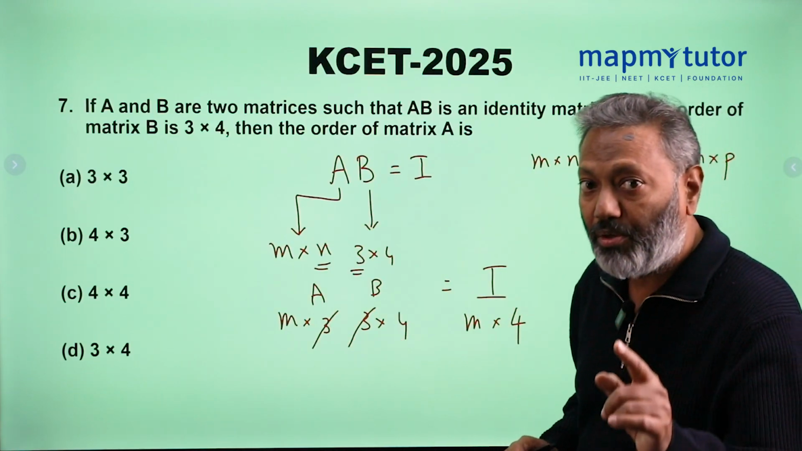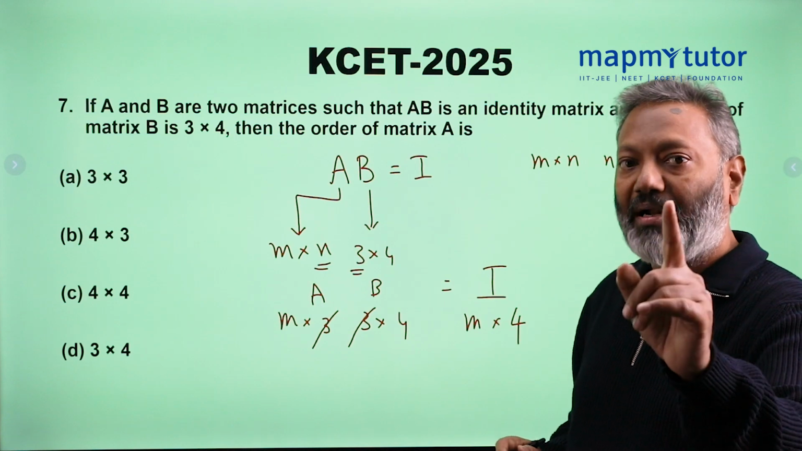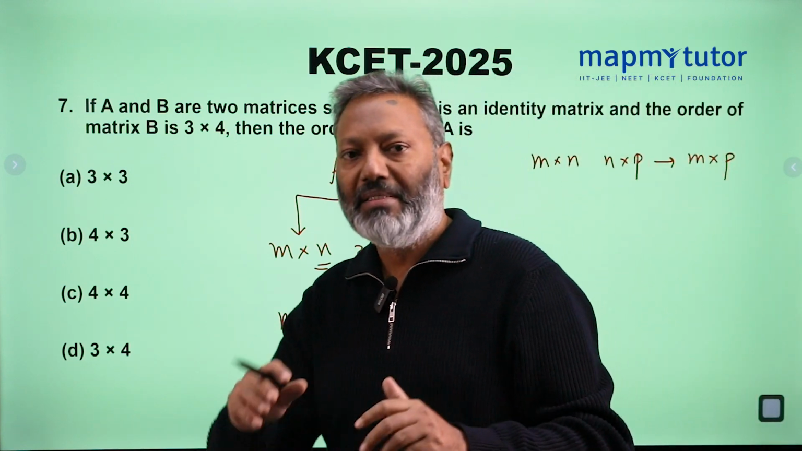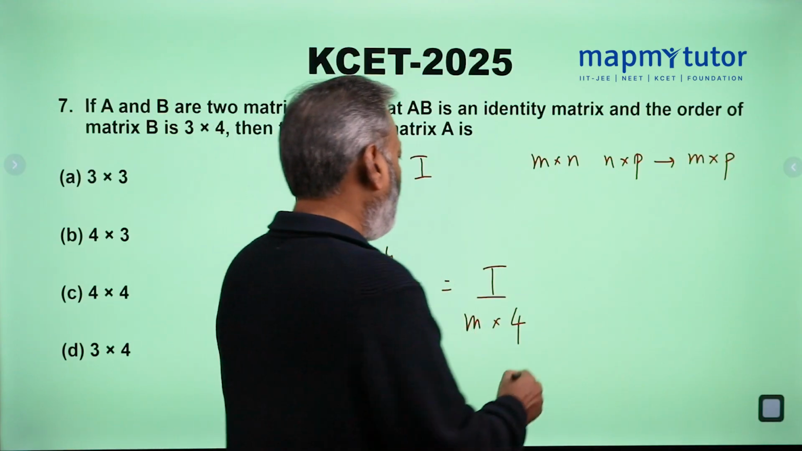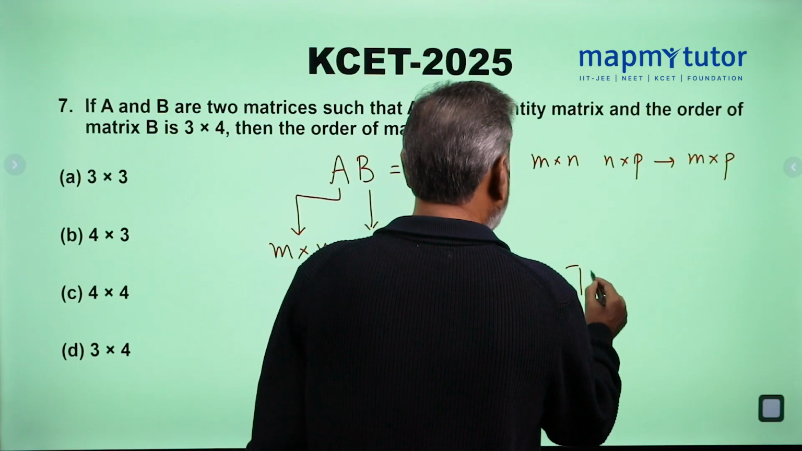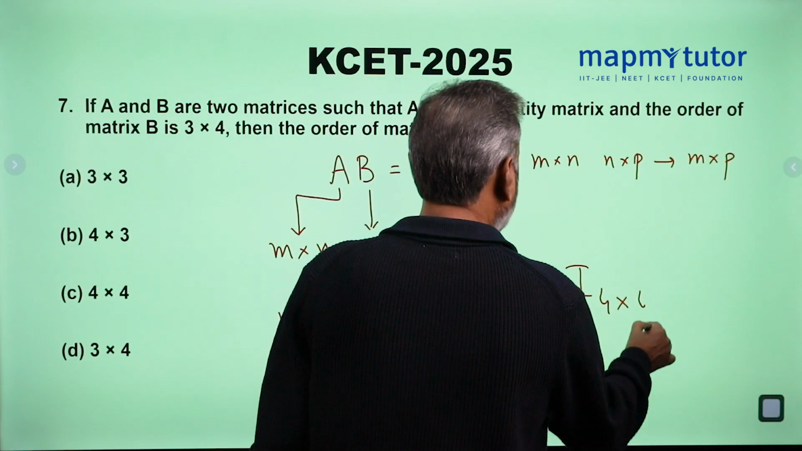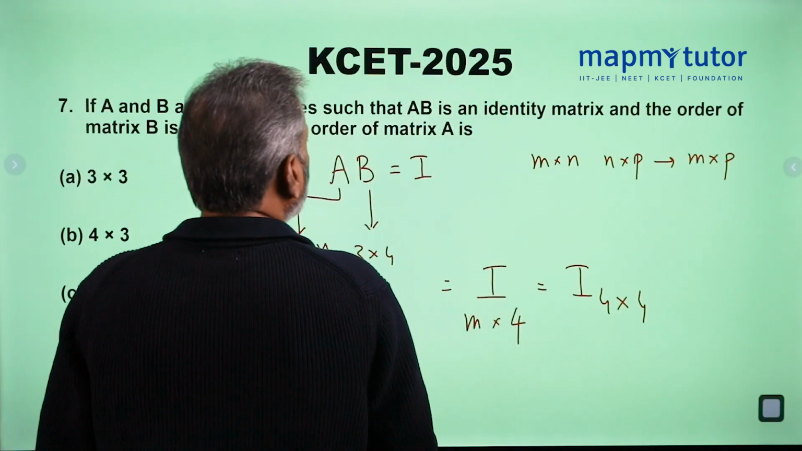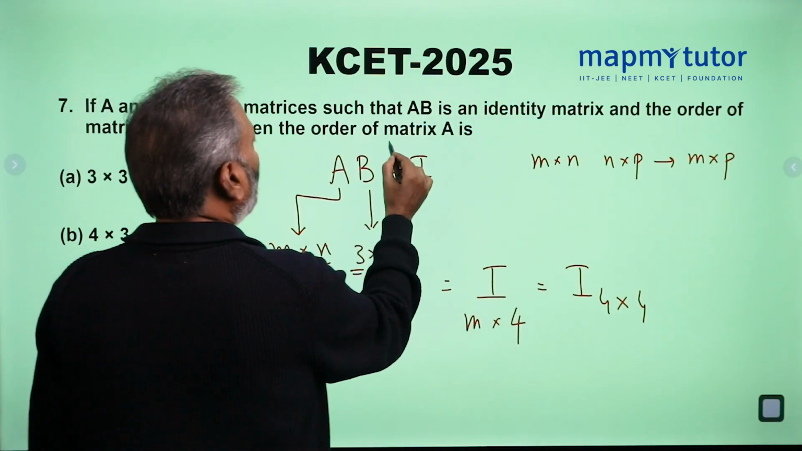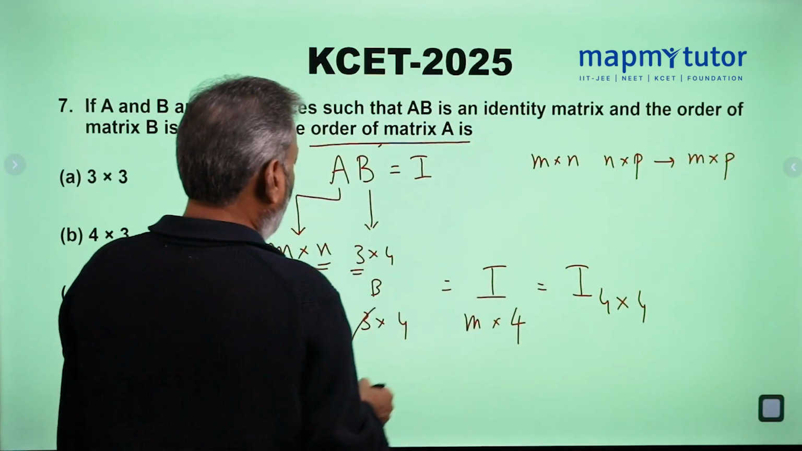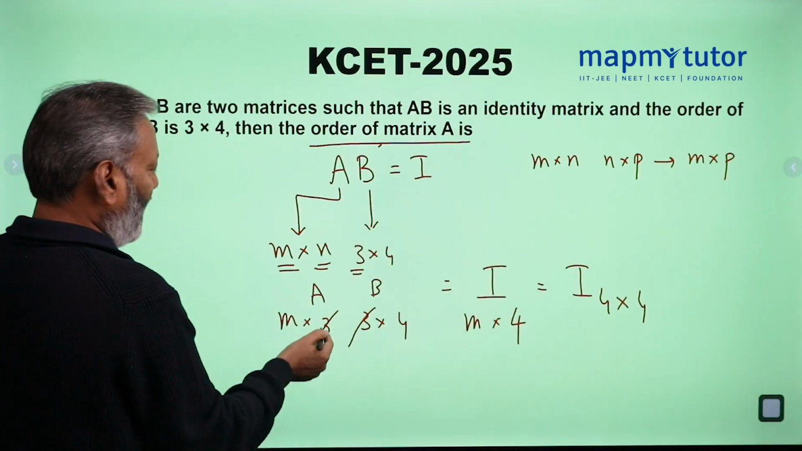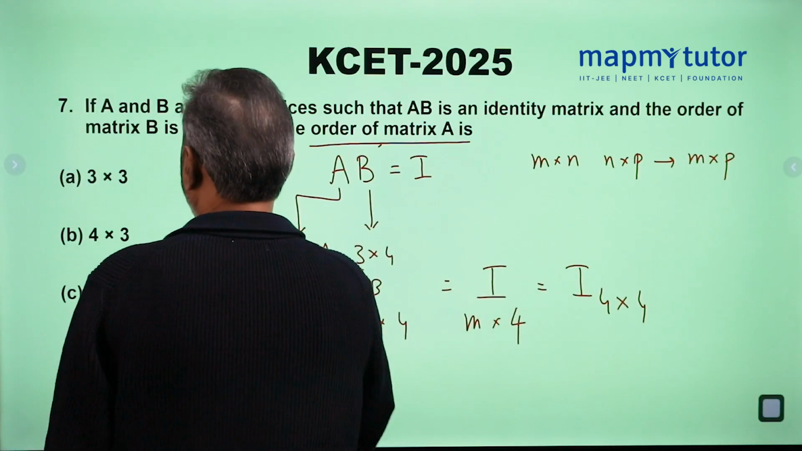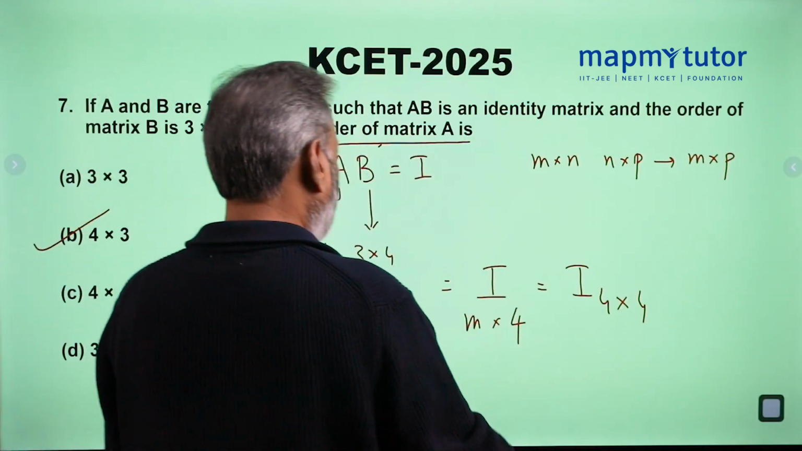But as I already told you, I must be a square matrix. What is meant by square matrix? The number of rows and number of columns must be equal. Therefore, M must be 4, and hence I must be a square matrix like this, 4 cross 4. So, finally, they are asking the order of the matrix A. I assumed that it is M cross N. I got M as 4 and N as 3. Therefore, it is 4 cross 3, second option.